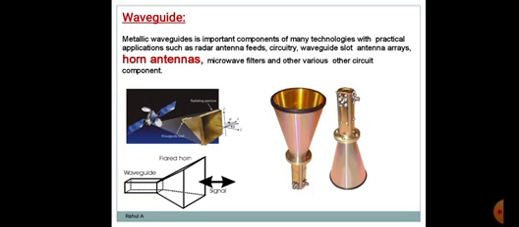Here on the screen you can see the horn antenna, which is connected to the waveguide with the help of the flared structure. This flared structure is useful here in impedance matching. Here you can see the horn structure and the waveguide structure. On the right hand side of the screen you can see the horn antenna.